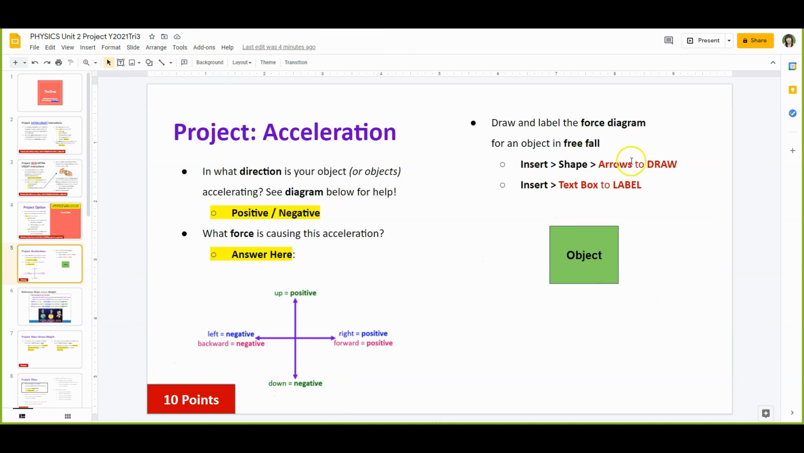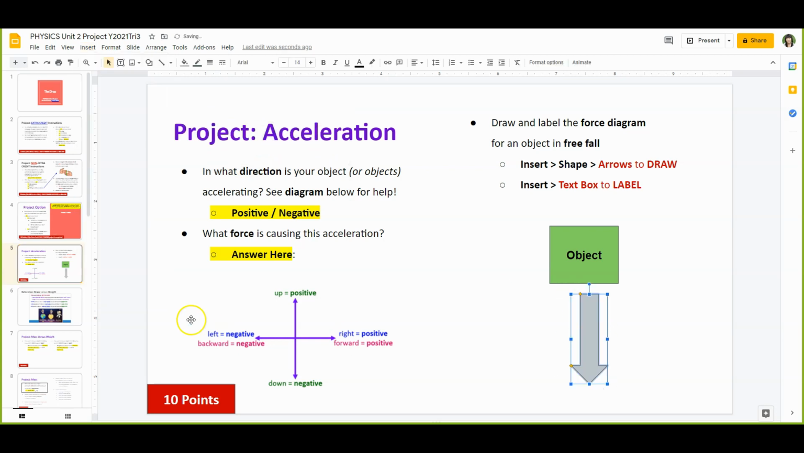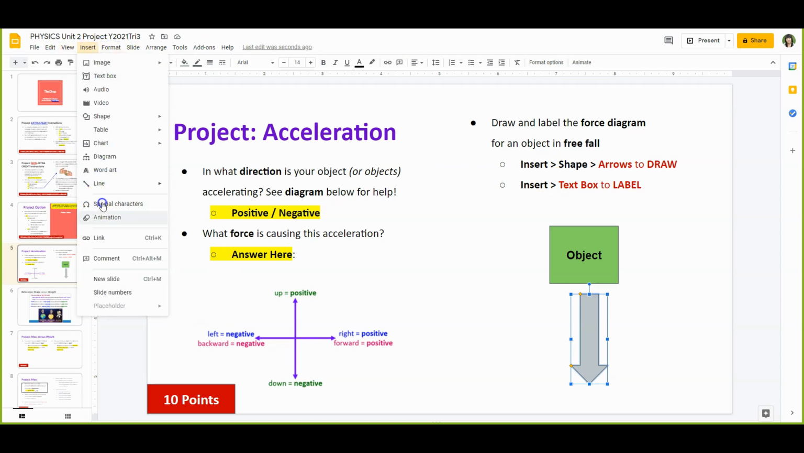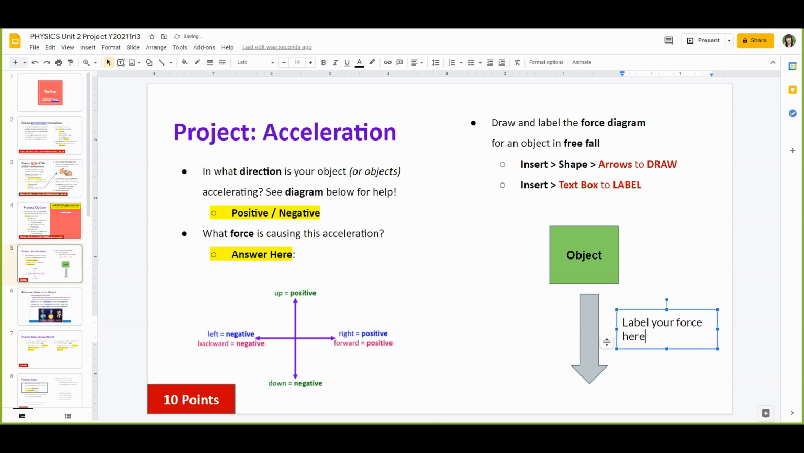To enter an arrow, you go to Insert, Shapes, and Arrows. Then you can draw a downward arrow, and then you need to label it. You would insert a text box right here, draw the text box, and label your force. That's the same force that you should have determined from here. Your options are the 4 forces that we learned: friction, gravity, normal, and applied force.